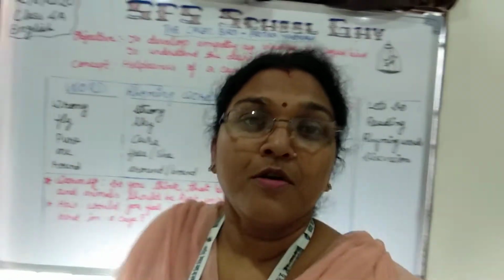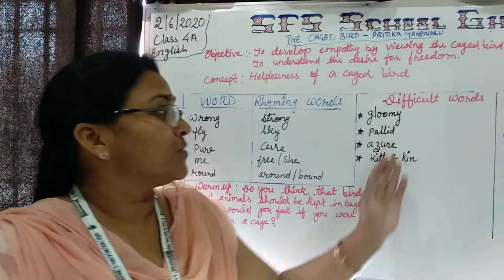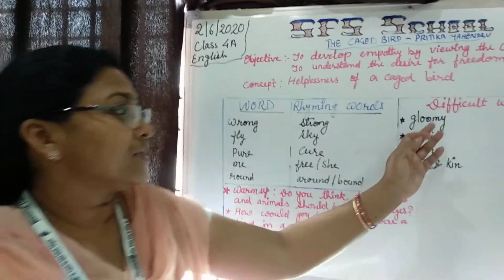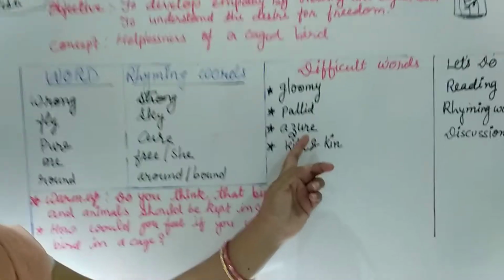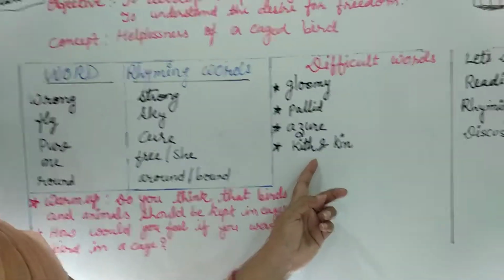Okay, so when we read this poem, we will come across some difficult words like gloomy, pallid, azure and kith and kin.